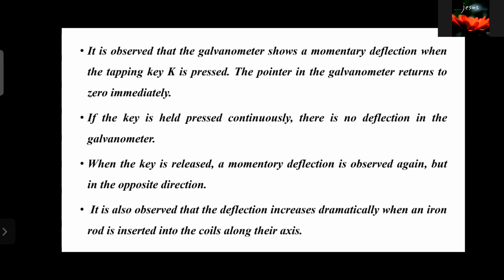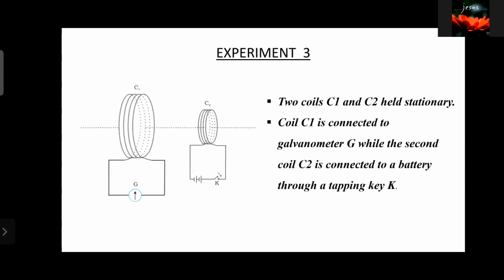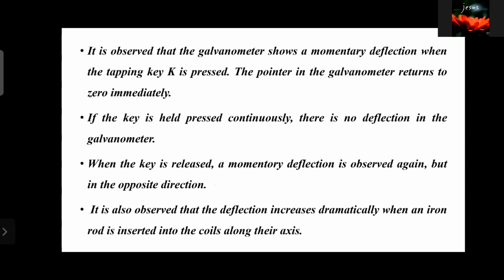It is also observed that the deflection increases dramatically when an iron rod is inserted into the coils along their axis. In this experiment, we can see an axis through which we can insert an iron rod to understand whether the deflection of the galvanometer is more or less. When we insert an iron rod through this axis, we can see a greater increase in the deflection.